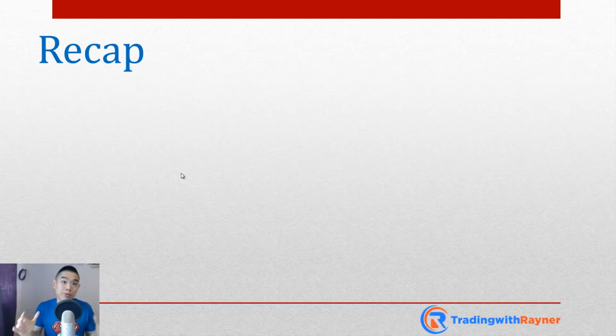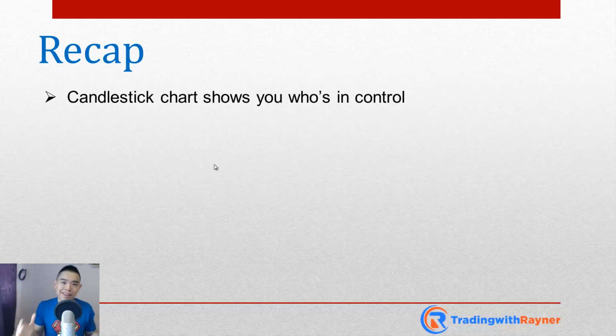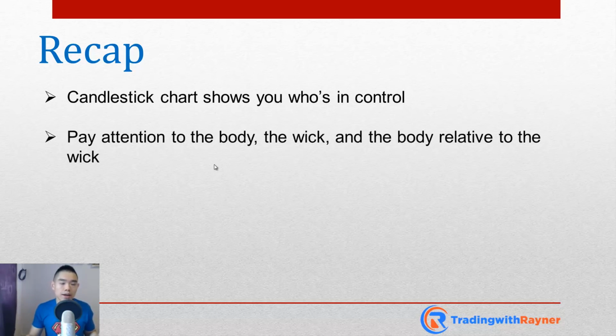So now let's do a quick recap, shall we? A candlestick chart shows you who's in control. Remember, I said pay attention to the body, the wick, and the body relative to the wick. That is important as well, because if you have a bullish close, but your wick is much longer than the body, it's still a sign of price rejection.